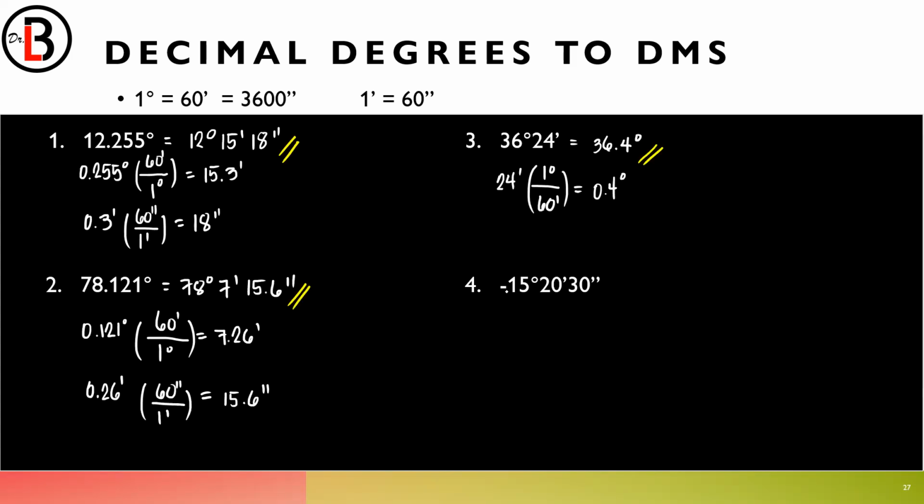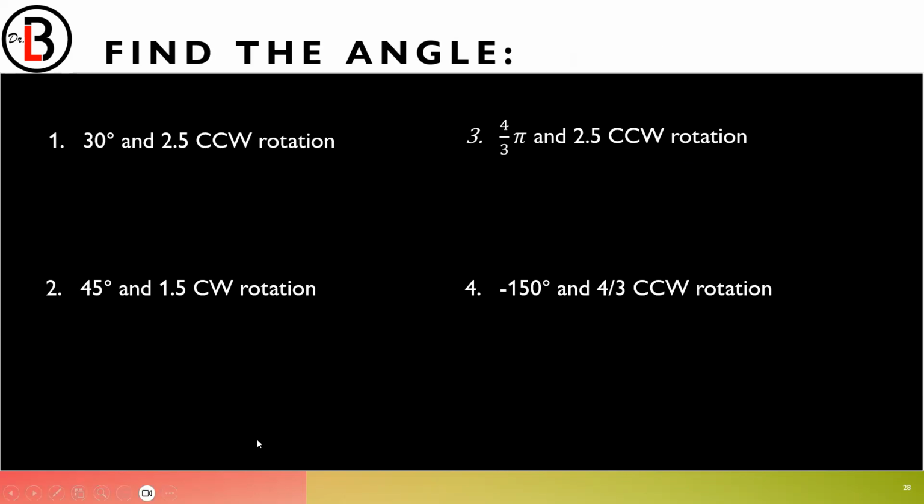Number 4, don't forget to press the negative sign. Can you please press this in your calculators? Negative 15, press the degrees. 20, press the degree button again. And then 30, press the degree button again. And then press equal sign. And then press the degree button to give me the decimal. What is this? Using your calculators, negative 15.34166 degrees.